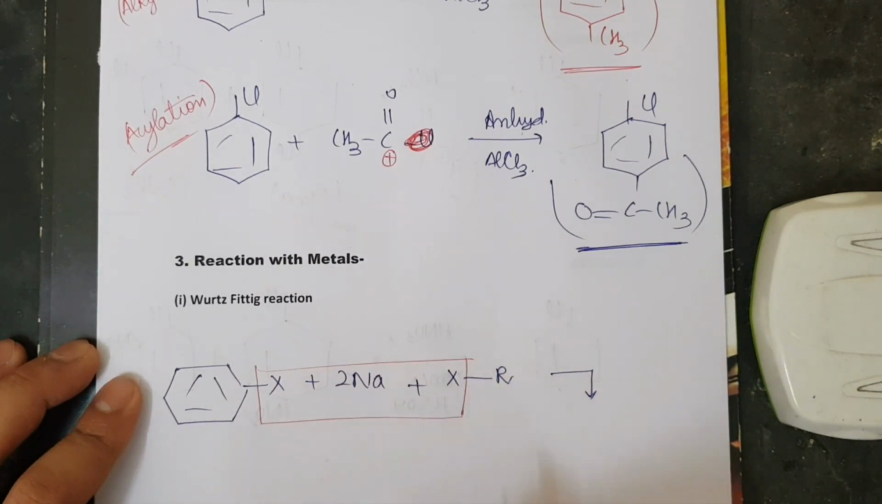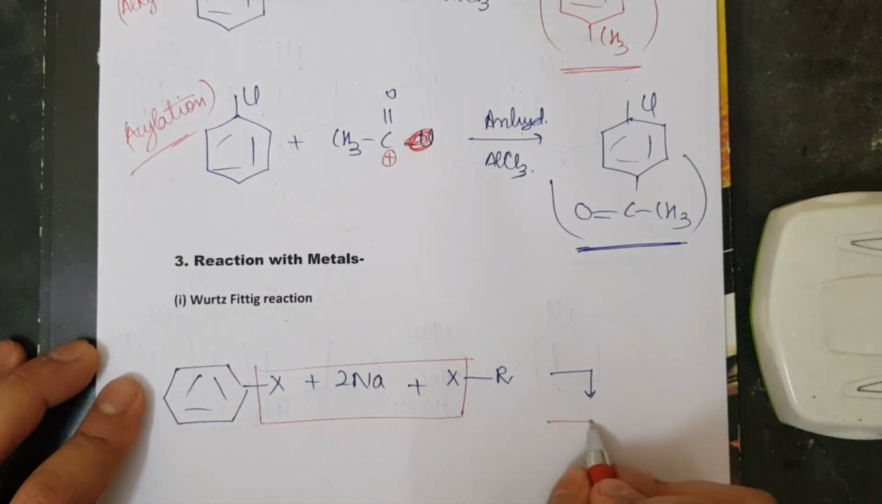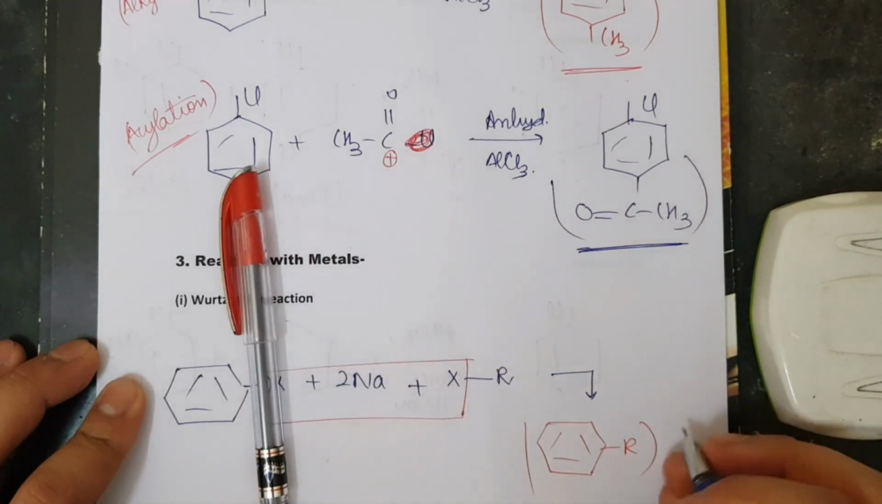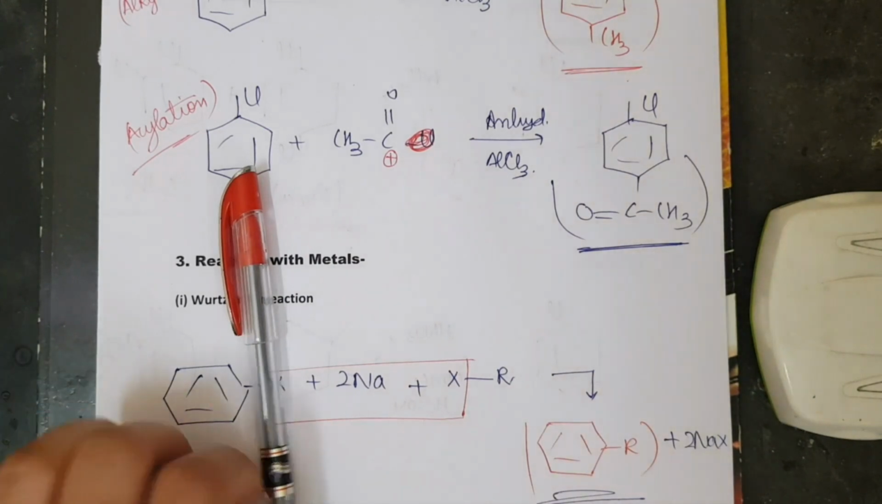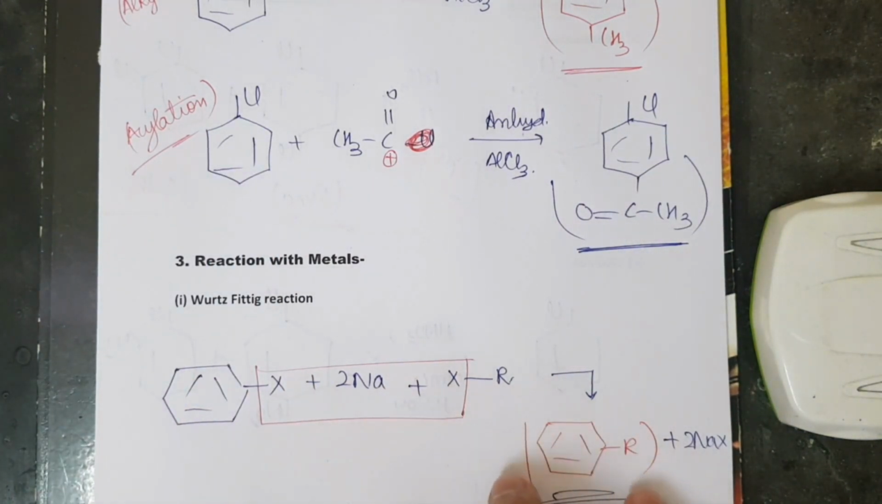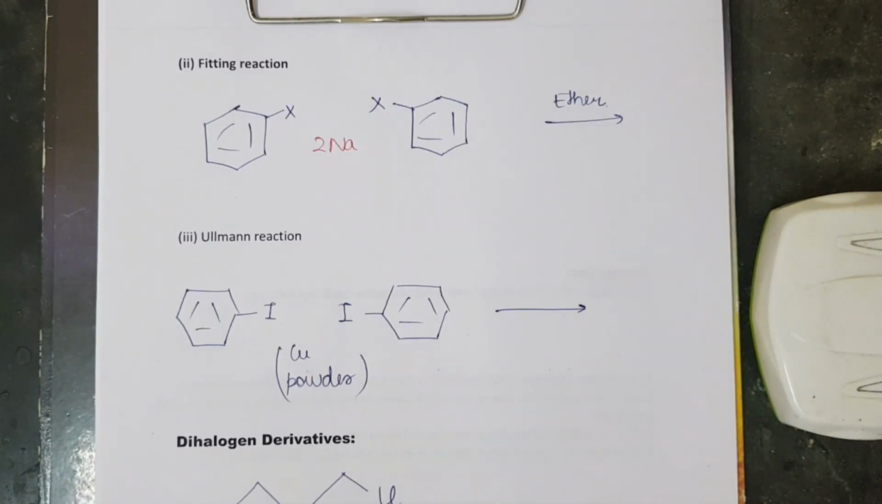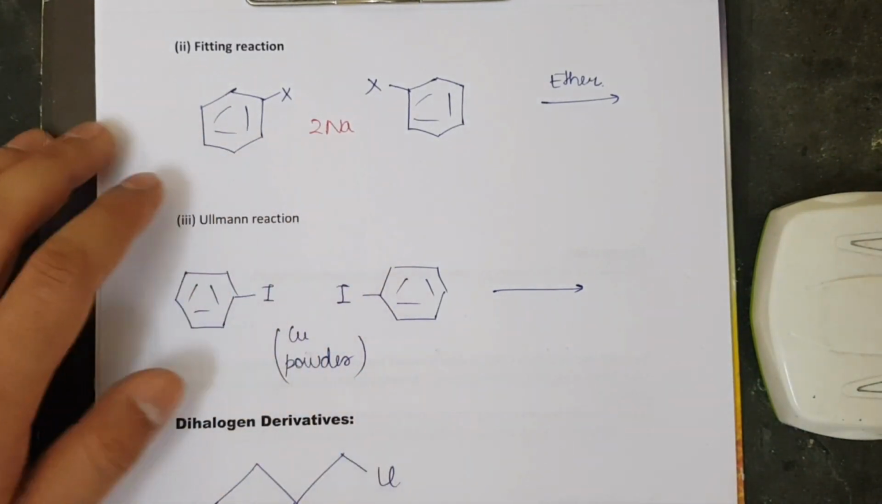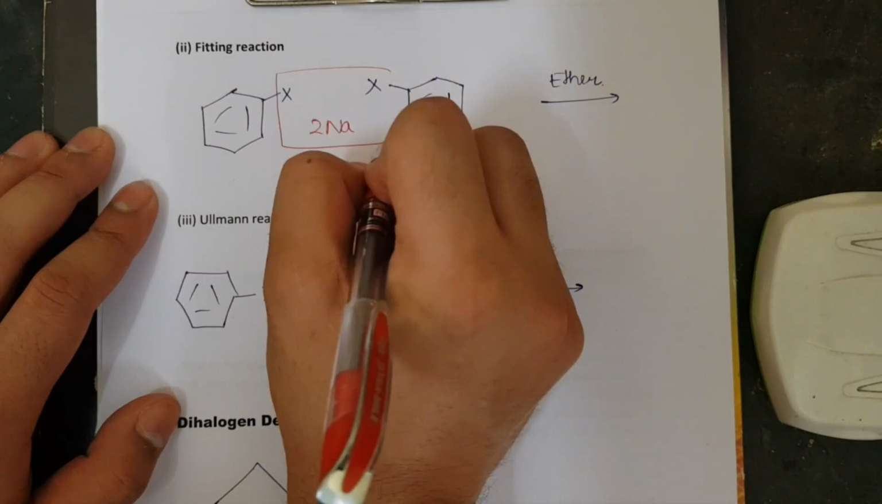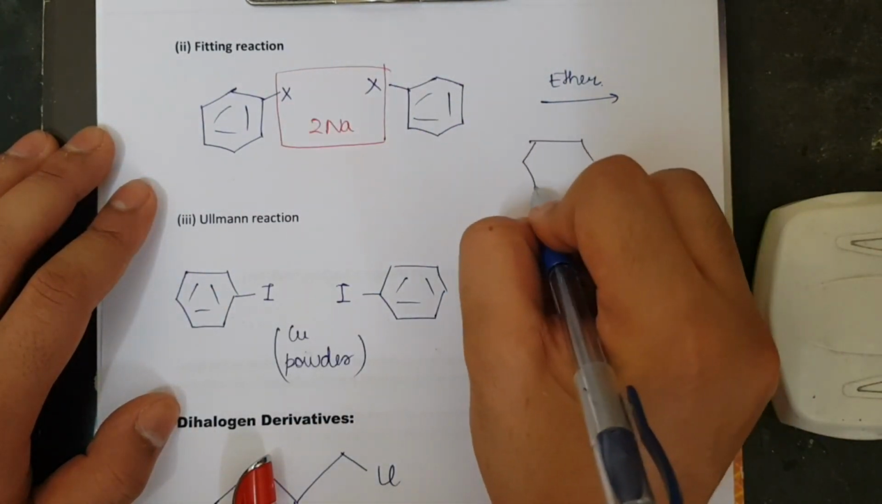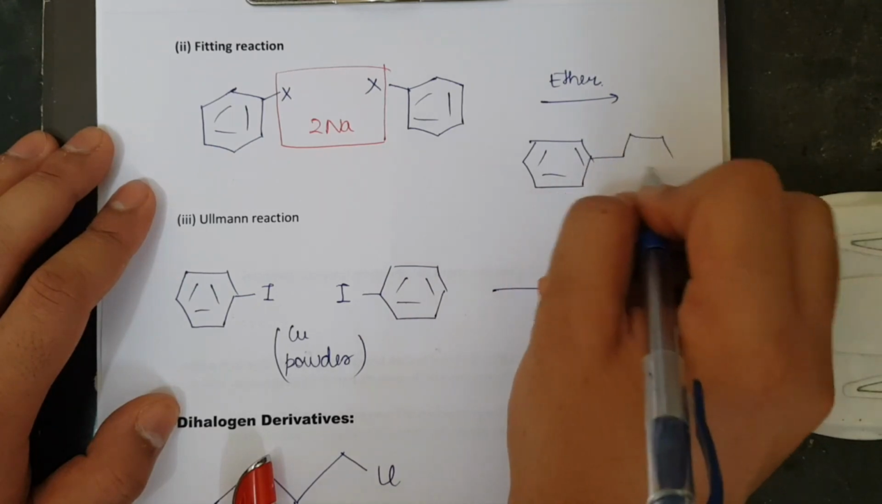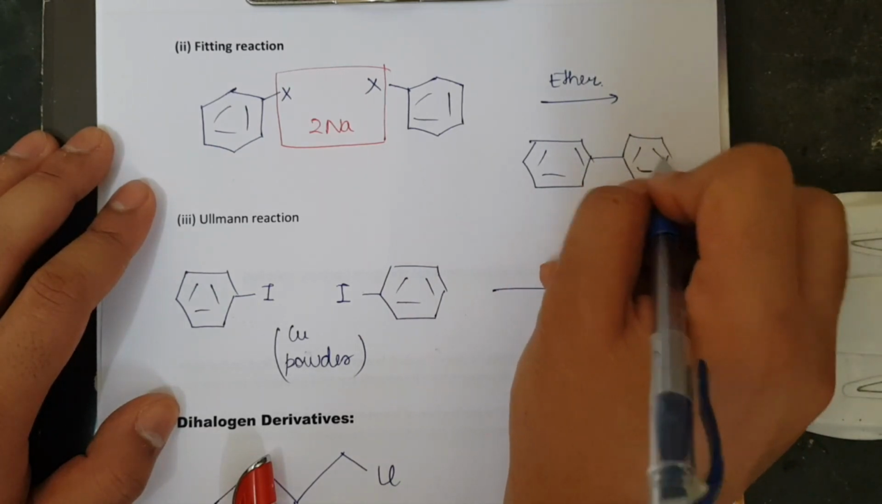The removal of 2 NaX will happen, giving me the formation of this compound, and some NaX will also be formed. Okay, so this can also be used in order to generate the aryl halides, or basically the aryl compounds here. Next we have the Fittig reaction. Once again you can see that the removal of NaX happens, giving me the formation of the compound which is known as biphenyl.